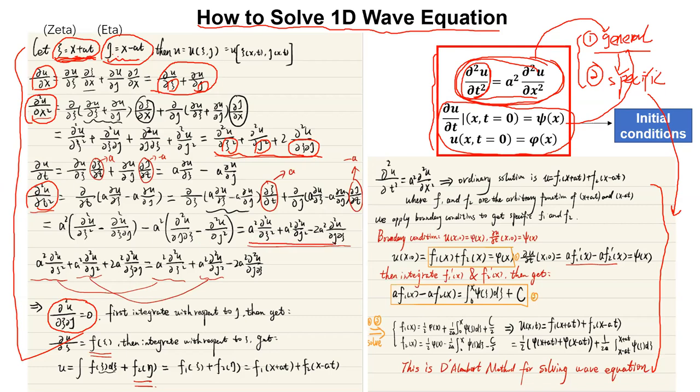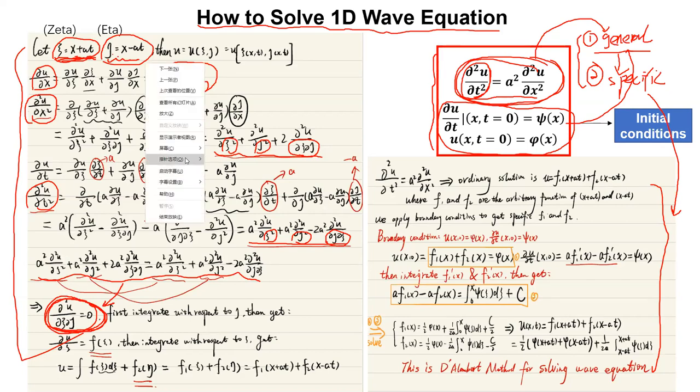We can get this simple form, the second order. And finally, we can get this equation and simplify it into this form. You can notice it's very simple. And then we take two order integration, and you can get the final result.